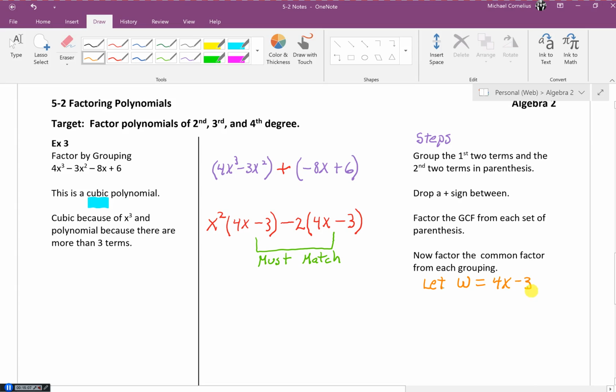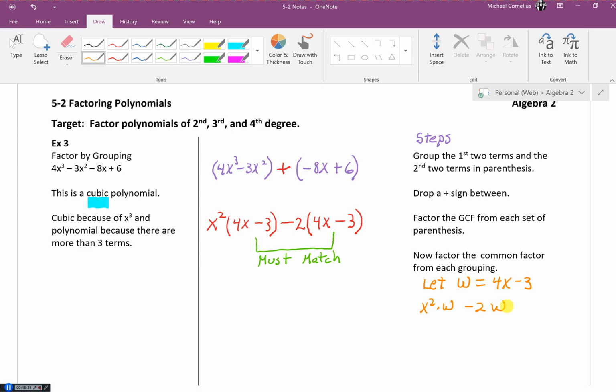Okay, so I'm going to rewrite this red polynomial here, but instead of 4x minus 3, I'm going to put w in its place. Okay, so I would have x squared times w minus 2 times w. So all I did was take out the parentheses and put in a w.